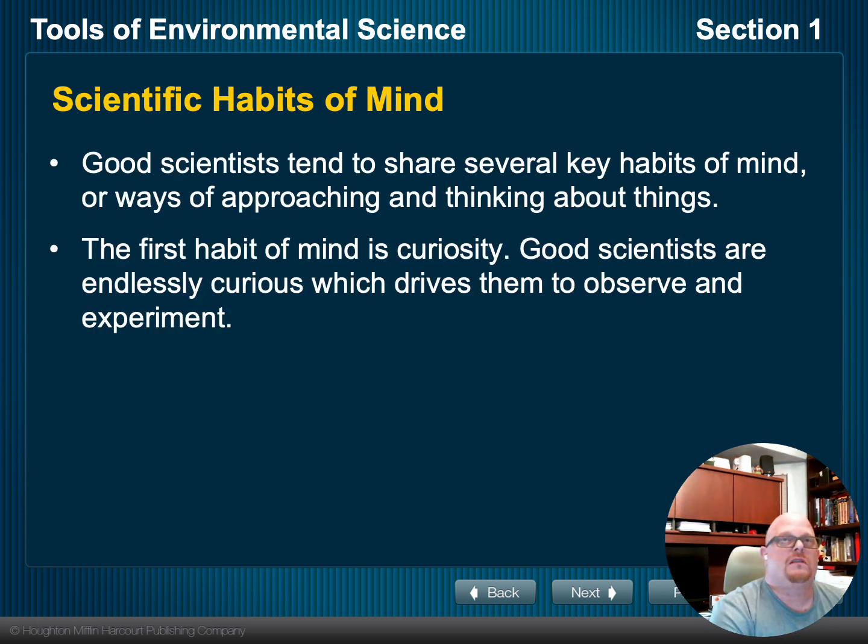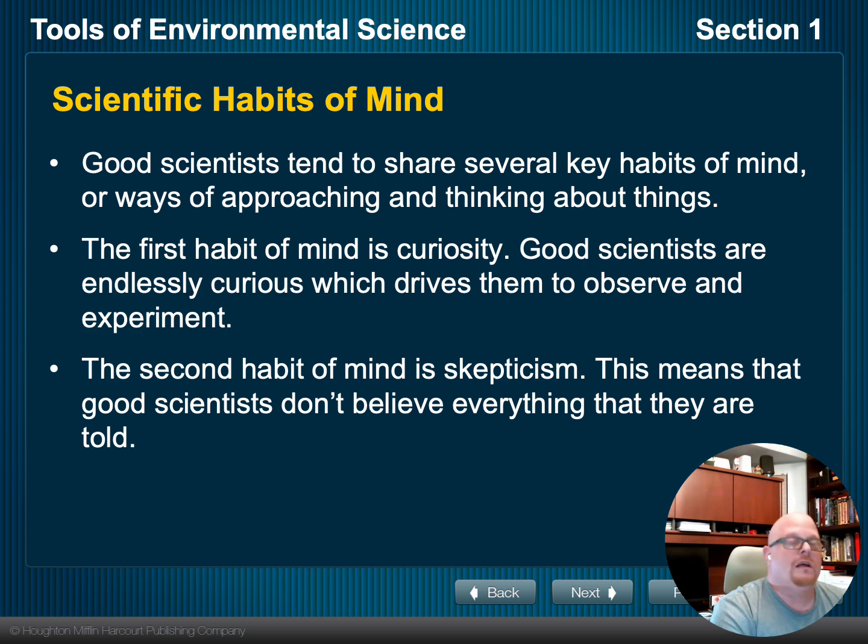All right, so now we get into the scientific habits of mind. These are important things. Again, I can't stress it enough that the first habit of mind is curiosity. If you really stop and think, all science has come from curiosity.